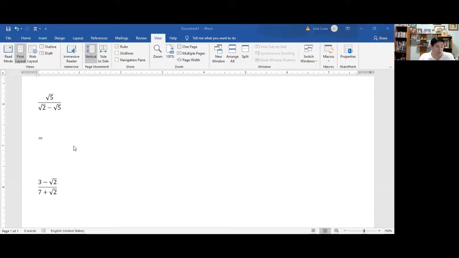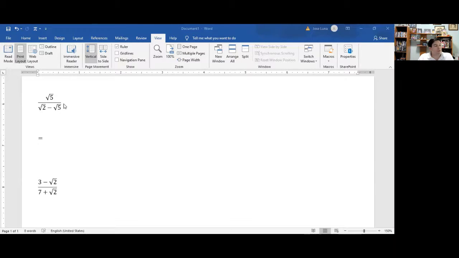I'm going to show you how to simplify an expression such as this one, the square root of 5 over the difference of the square root of 2 minus the square root of 5. This is a radical expression, or you could call it a division of radical expressions. The problem here is that it's not simplified because we have radicals or roots in the denominator, and that is not allowed. We can only have rational numbers, or actually integers.